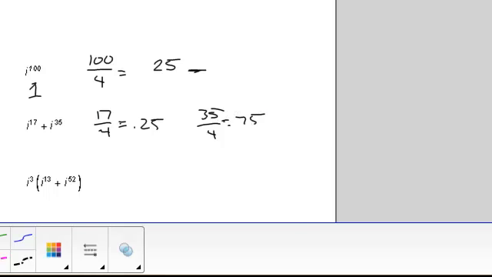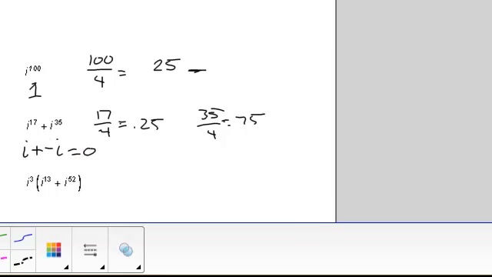That means that my first value is going to be i, plus my second value, which is negative i. i minus i is 0, therefore the answer to D is 0.